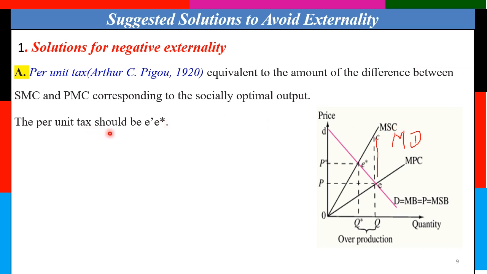The per unit tax is E star, E star, this one, taxes that are imposed on the firm. This distance.